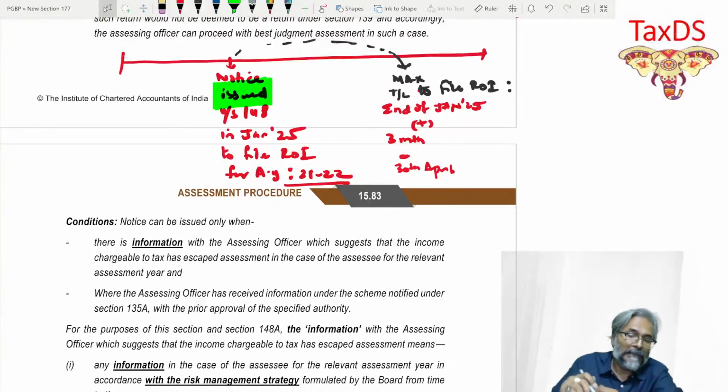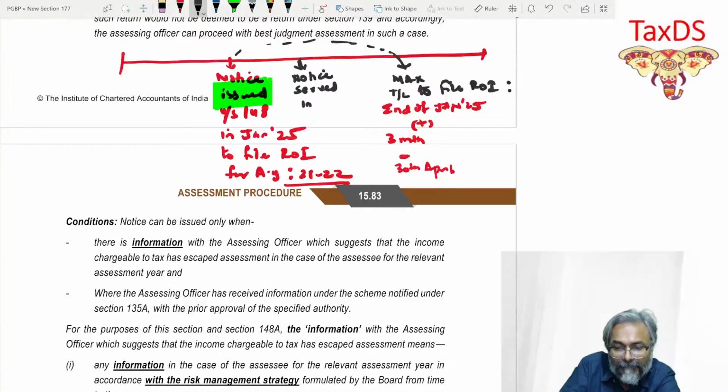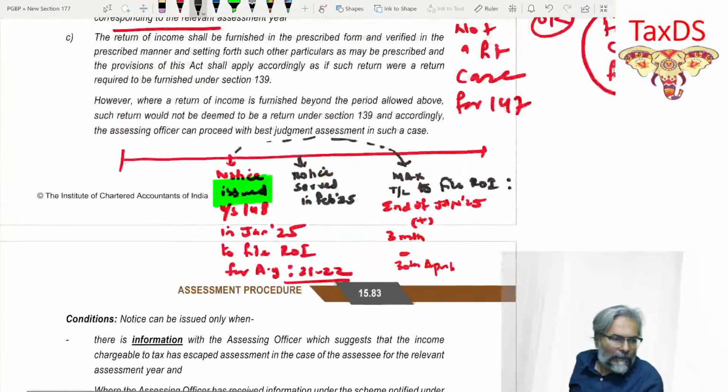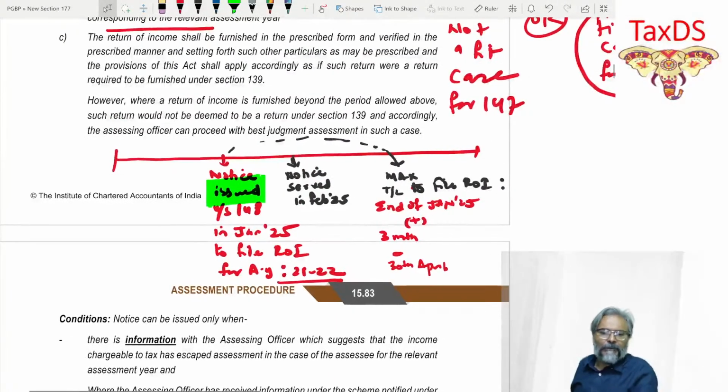Be careful, students. There can be a possibility when they can tell you the notice was issued under 148 in Jan 25, but it was served. Notice is served in February 25. Are you aware of the difference between issue of notice and service of notice? Are you aware of it or not, students? Please copy it on this chart first, quickly.